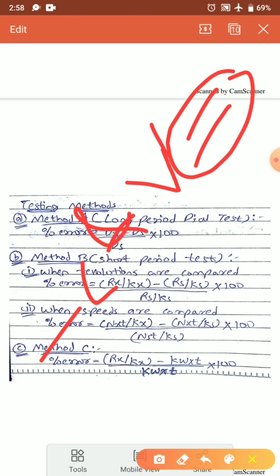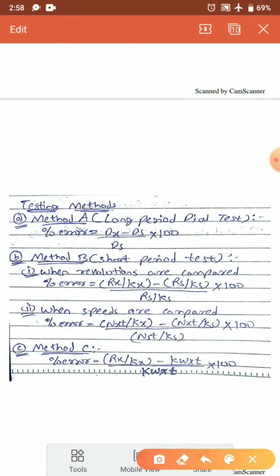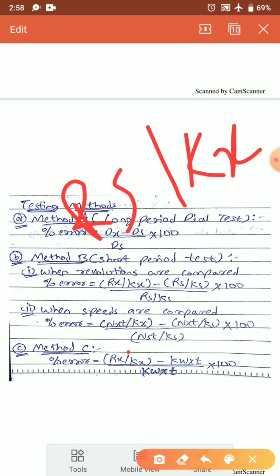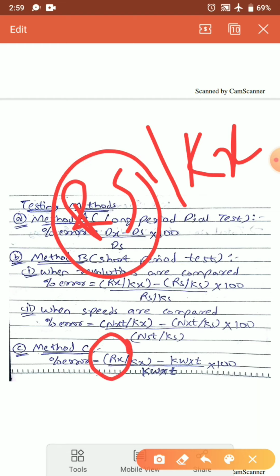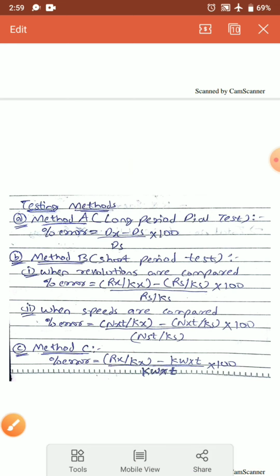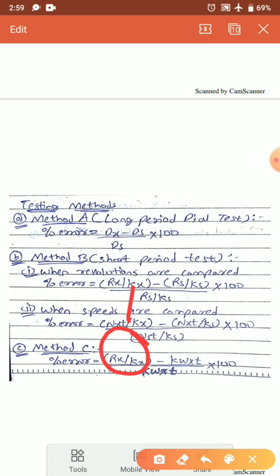Now from here we can clearly make out that Rs by Kx gives what energy was used during the test. Rx is nothing but the number of revolutions made by the meter under test. Rs is the number of revolutions made by the standard meter. Now here we can see that Rs by Kx gives the energy recorded.